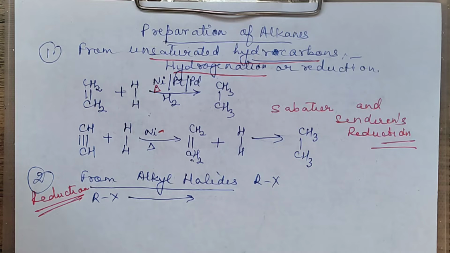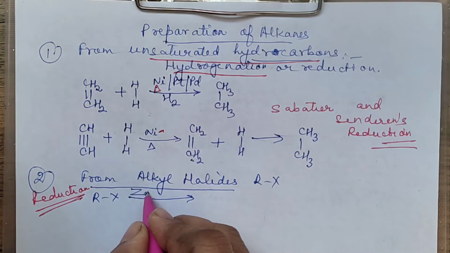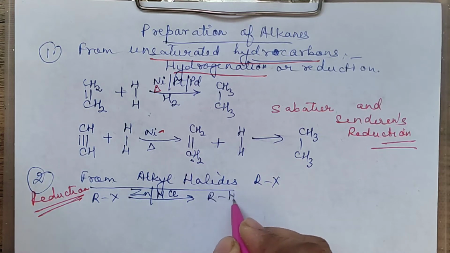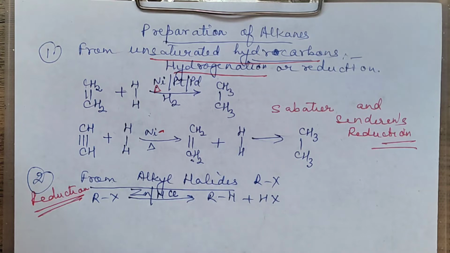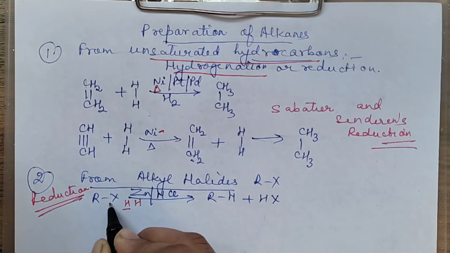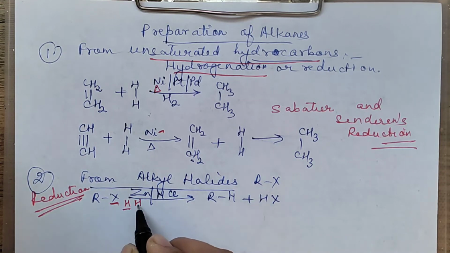So that means the first method which we are talking about is reduction of alkyl halide, and that is generally done in the presence of zinc and HCl. Zinc and HCl. So what it does, that H of it will combine with R to form RH, and HX will be formed, that is alkyl halide will be reduced in the presence of zinc and HCl, and it will result in the formation of alkane. Okay. So basically, in the presence of this reducing agent, you'll get two hydrogens. One hydrogen with halogen will form HX, and the other hydrogen with R will form alkane.